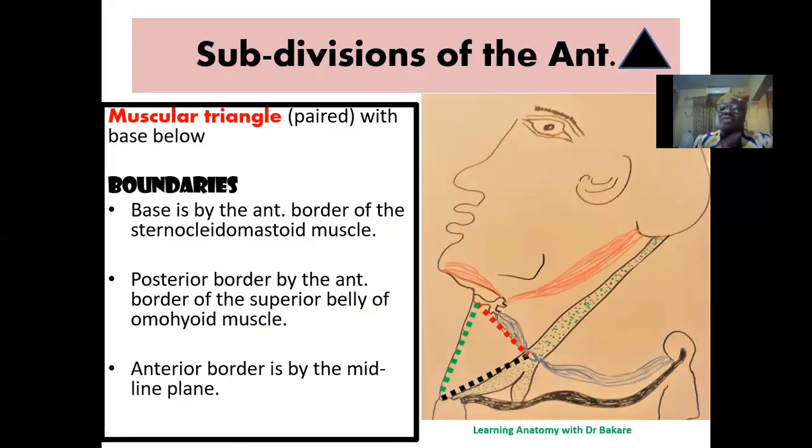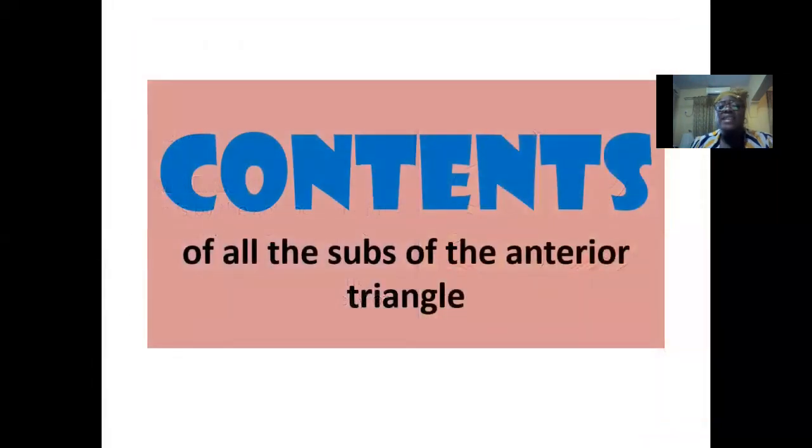You can see how these triangles are formed with the digastric muscle and the omohyoid muscle creating this demarcation. So going to the content of all the subs of the anterior triangle, we already know that the anterior triangle is made up of the submental triangle, the submandibular triangle, the carotid triangle, and also the muscular triangle.